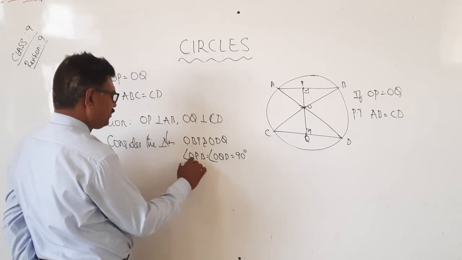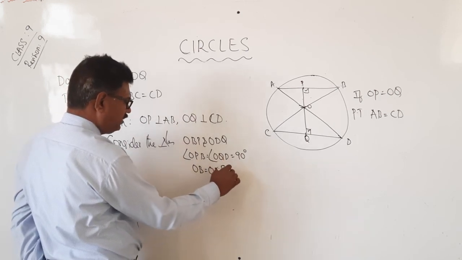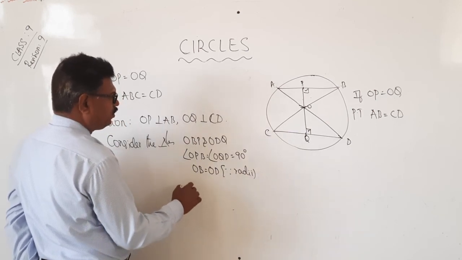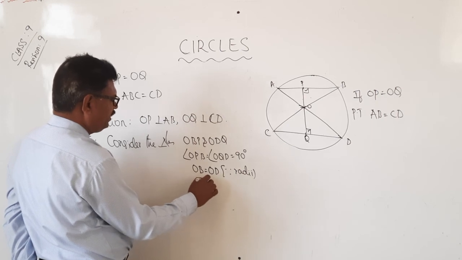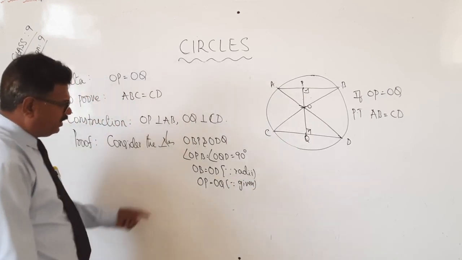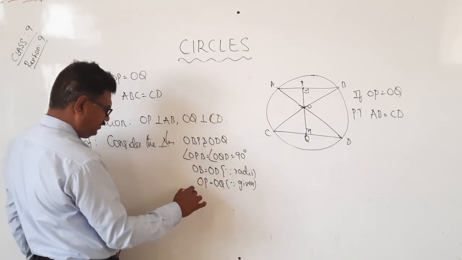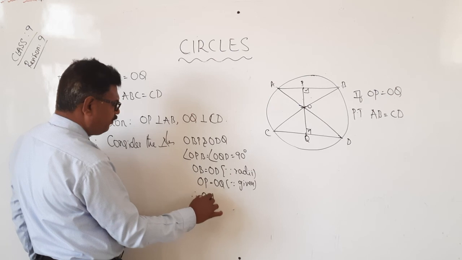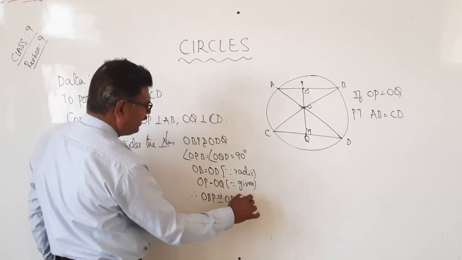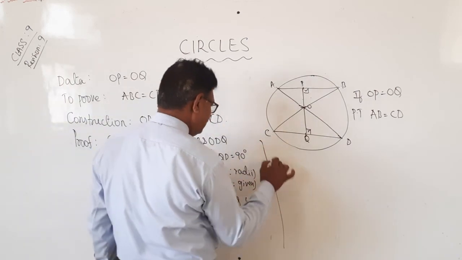Next, OB equal to OD because radii. Next, OP equal to OQ because given. Therefore, RHS, these two are congruent. Therefore, triangle OBP is congruent to triangle ODQ by RHS condition. RHS condition means yes.